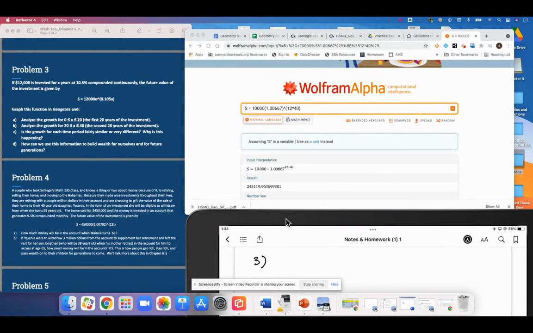So for problem 3, we've got $12,000 invested for X years at 10.5% compounded continuously. The future value of this investment is given by that equation. We're asked to graph the function in GeoGebra, describe its behavior for the first 20 years, describe its behavior for 20 to 40 years, and so the next 20 years. And then answer, is the growth for each time period fairly similar or different? And why is this happening? And how can we use this to make ourselves wealthy as well as future generations?